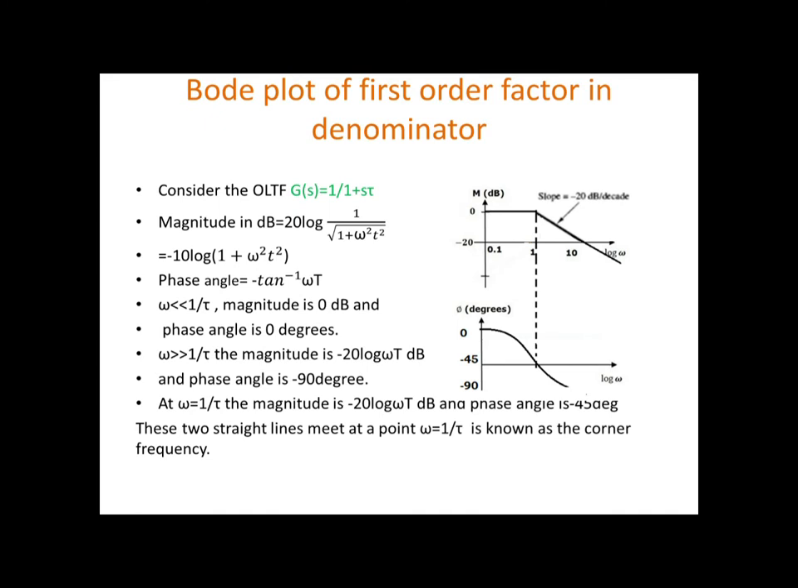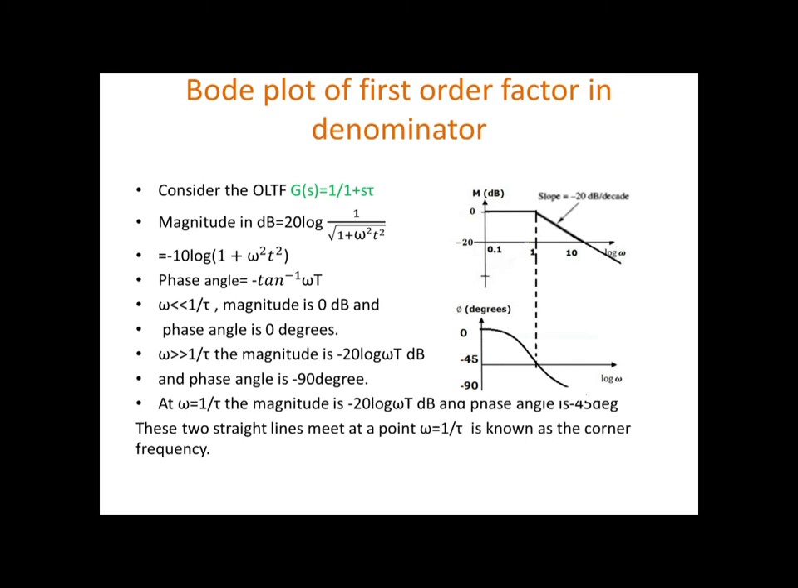And what about the phase angle? For the phase angle, when omega t is very small, the phase angle is 0 degree, and at omega equal to 1 by tau, that is this 1 radian per second, it becomes minus 45 degree, whereas when it is larger, it goes to minus 90 degree at the value of 10. So this is the plot of magnitude, and this is the plot of the phase angle. At omega equal to 1 by tau, the phase angle is minus 45 degree.